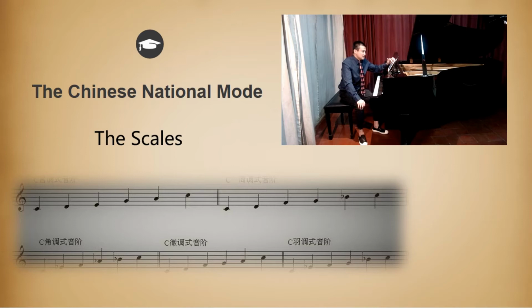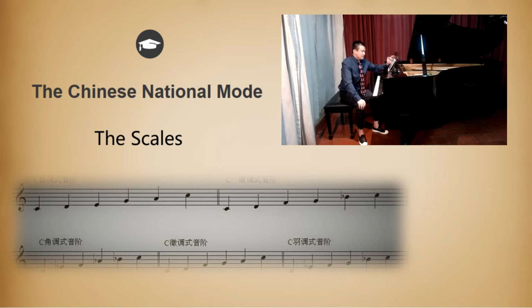Shang mode: Shang, Jue, Zhi, Yu, and Gong. Interval relationship: major second, minor third, major second, minor third, major second. Jue mode: Jue, Zhi, Yu, Gong, and Shang. Interval relationship: minor third, major second, minor third, major second, major second.